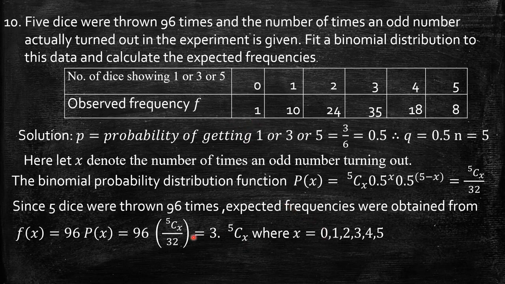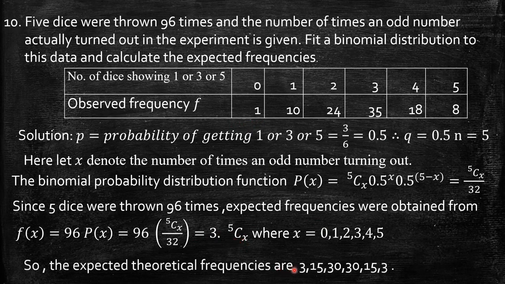When x equals 0, 3 into 5C0, that is 3 into 1, which gives 3. When x equals 1, 3 into 5C1, that is 3 into 5, 15. Likewise 5C2 is 10, so 3 into 10, 30. 5C3 is the same as 5C2, so again 30. 5C4 is the same as 5C1, so 3 into 5, 15. 5C5 is 1, so 3 into 1, that is 3. So I have the expected theoretical frequencies 3, 15, 30, 30, 15, 3.